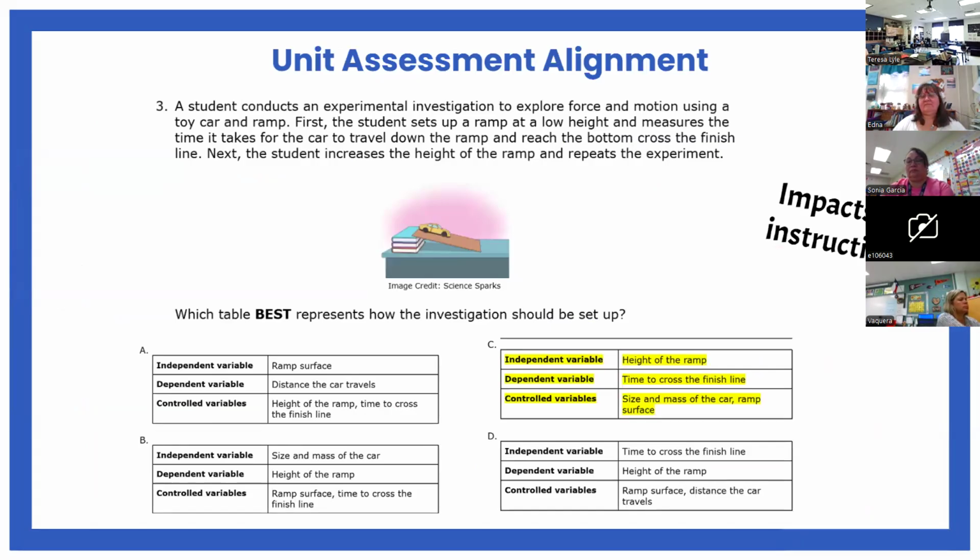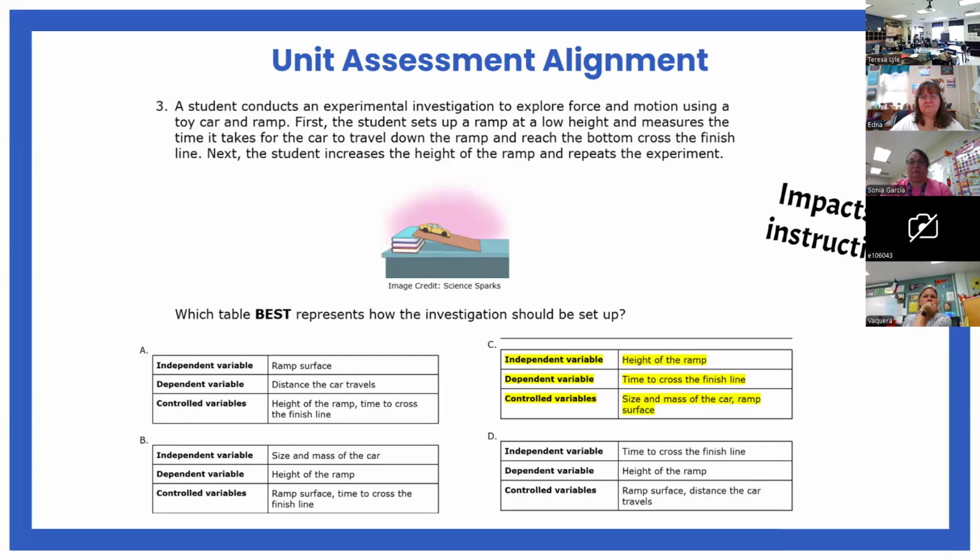All right, so let's take a look at how this TEK looks on your unit assessments. We did make some adjustments. So if you taught this last year, we did make some changes to your unit assessment. So be sure to take a close look at that. I think last year we had one question for this TEK and it had two parts. And the second part, I believe, was even a short constructed response. This year we changed that a little bit.